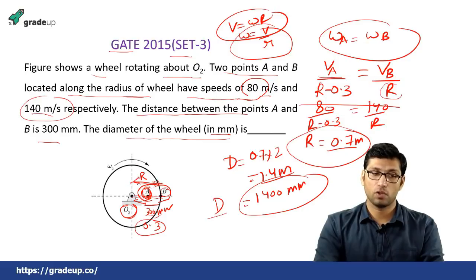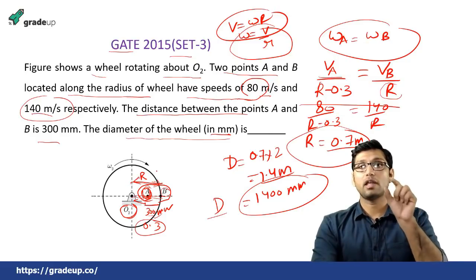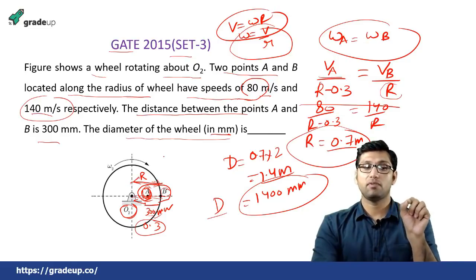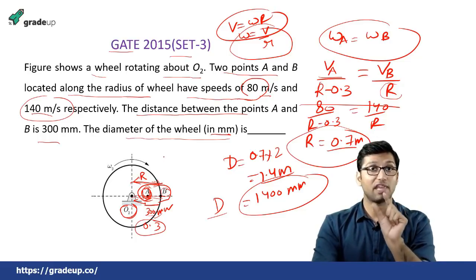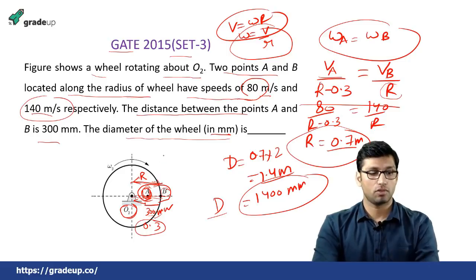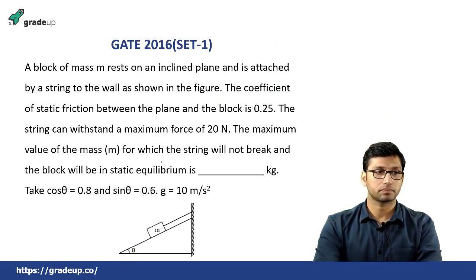Okay, so the concept used in this question is that if a body is rotating, the points which are located along the center of the rotating body will have equal angular velocity. Okay, so this was the concept used here.